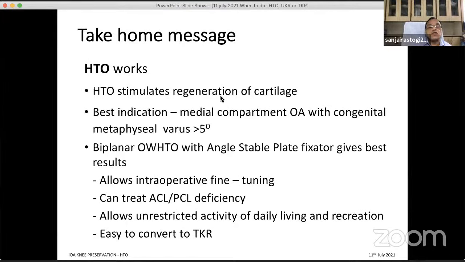So the take-home message would be: STO works. STO stimulates regeneration of cartilage. It is best indicated in medial compartment OA with tibia vara of more than 5 degrees. Biplanar STO with angular stable implant gives fine correction on the table, can treat ACL PCL deficiency, allows unrestricted activity, and if need be, it can be easily converted to a knee replacement. Thank you.